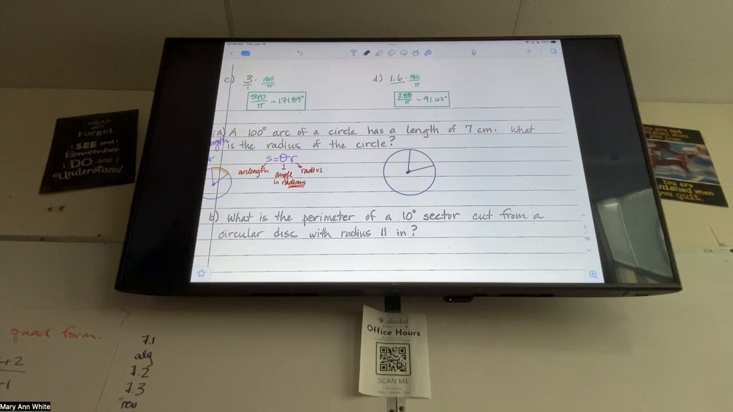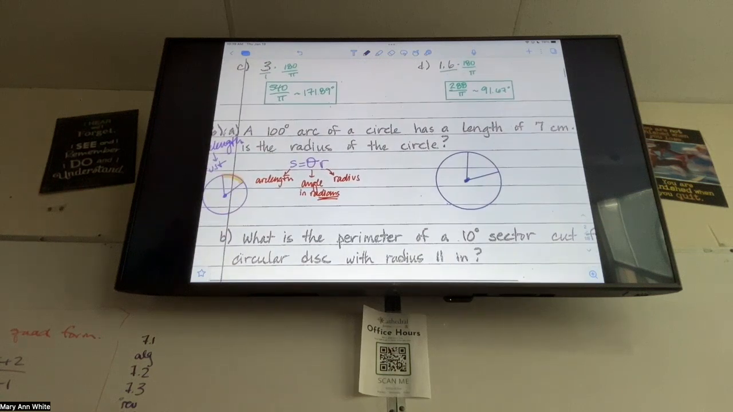What does 100 refer to? It's not the arc length. It's the angle. It's the arc angle. So we're going to put 100 in here at the edge of the pie piece. What actually is the arc length? I actually know that one. 7. Good. And what am I looking for here? Radius. Very good. I don't know my R. I don't know my radius.